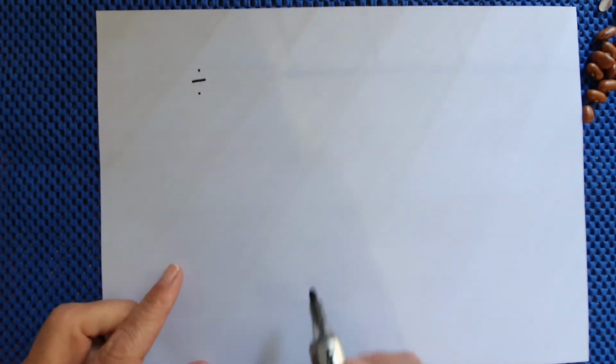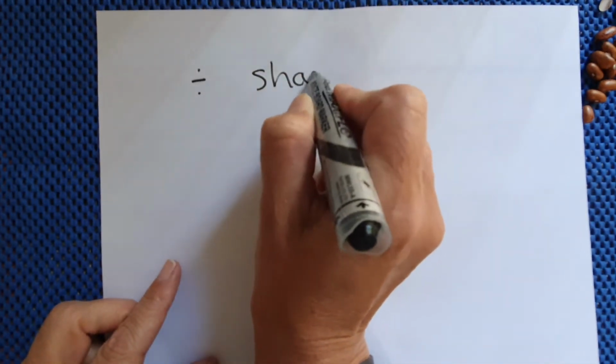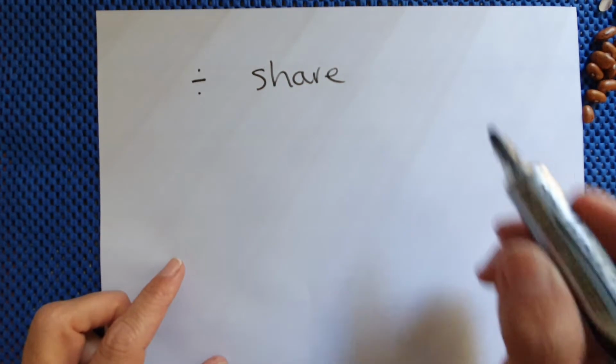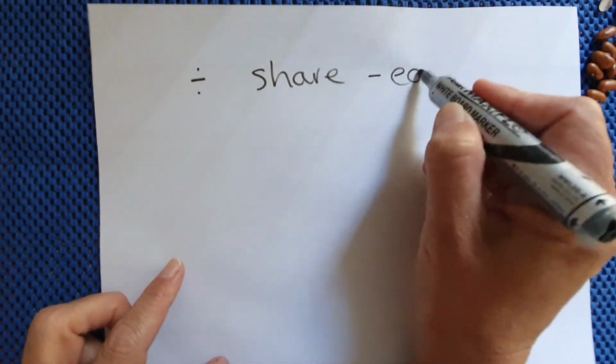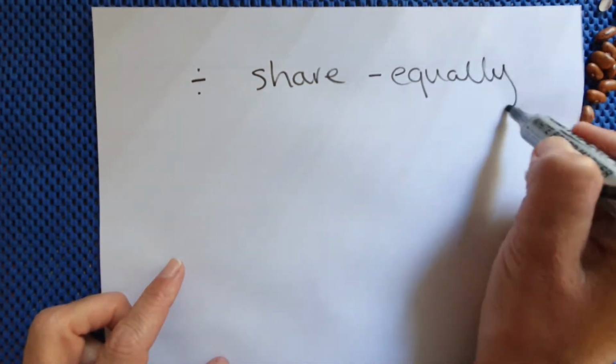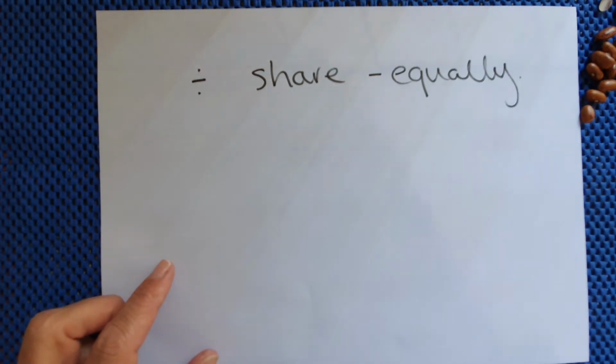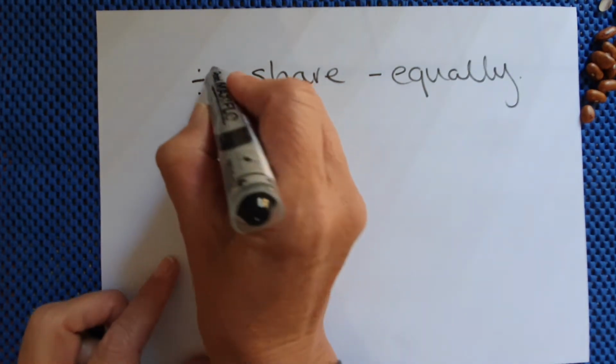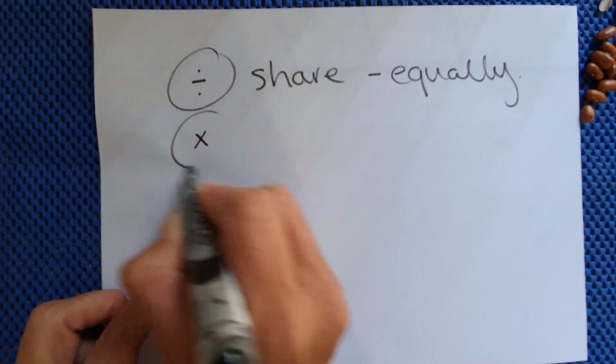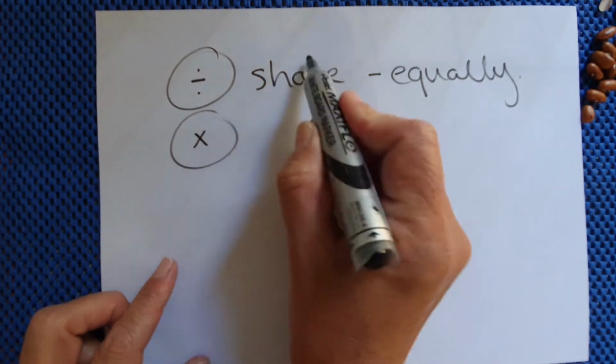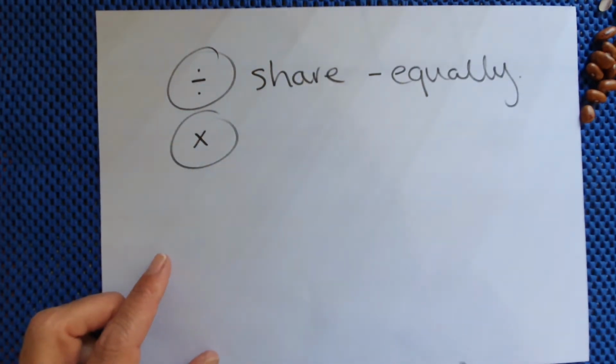Right, so division, usually we use that symbol. It means share. And what do all kids know about share? It means sharing equally. Everybody needs the same amount in order for it to be fair. Right, the opposite of division is multiplication. So if division shares out, what does multiplication do?